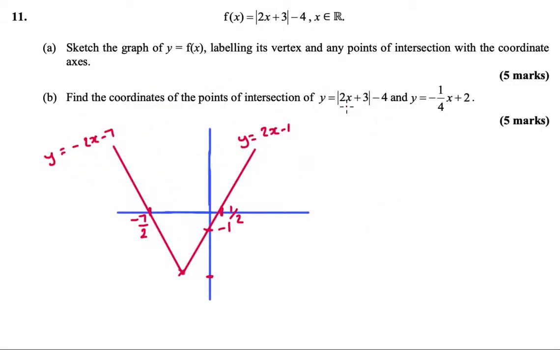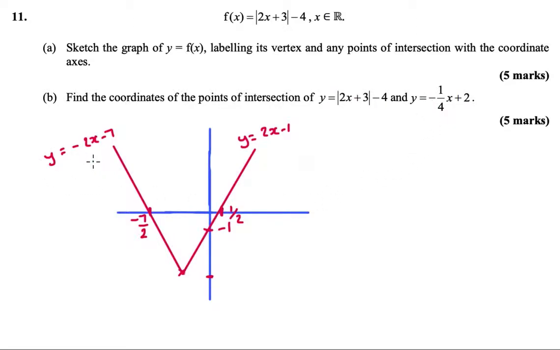For part B, we want to know where the points of intersection between this graph and this graph are. So I've got the graph from part A written down, and notice I've written down the equations of the parts of the lines that make the function without the modulus signs. That's going to be useful for finishing off this question. So we want that to intersect with the graph minus a quarter x plus 2.